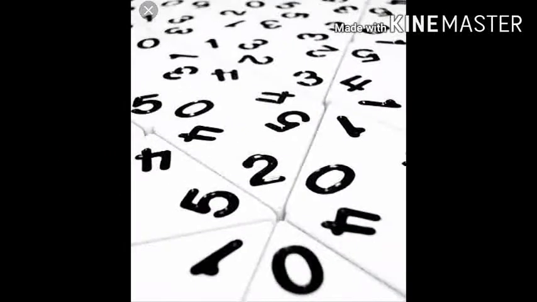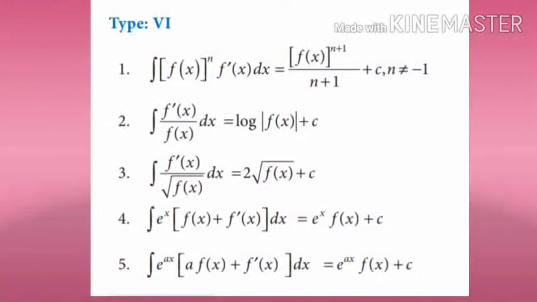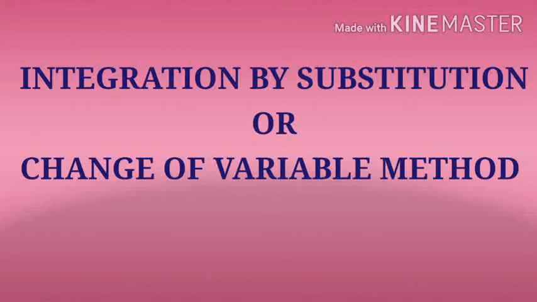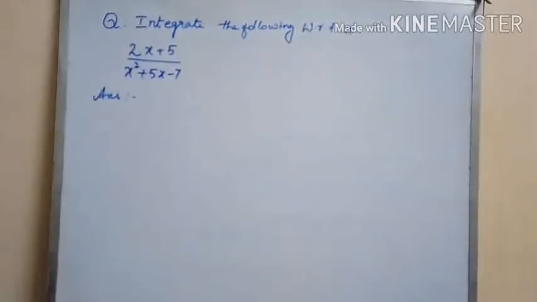In today's session of Integral Calculus, we have integration by substitution or change of variable method. Integrals of certain functions cannot be obtained directly because they are not in any one of the standard forms, but may be reduced to standard form by suitable substitution. The method of evaluating an integral by reducing it to a standard form by suitable substitution is called integration by substitution. Let us see few problems based on this concept.